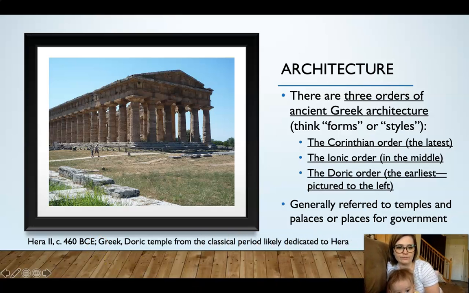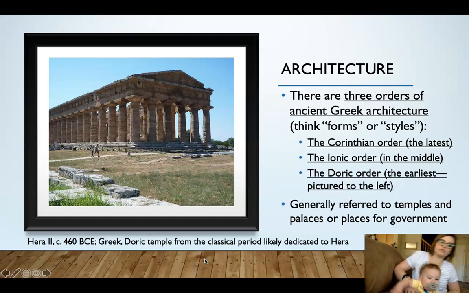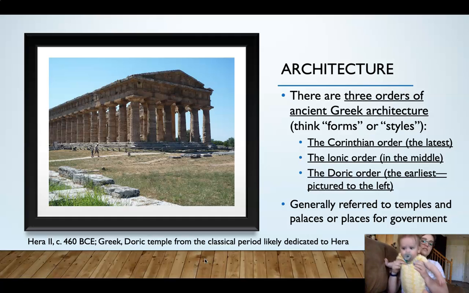Architecture. This is the Doric temple from the classical period, probably dedicated to the goddess Hera, who was Zeus's wife, among many other women that he was with. There are three orders of ancient Greek architecture: the Corinthian, which is the latest, okay, the Ionic, which is in the middle period, and then the Doric, which is what's pictured here.